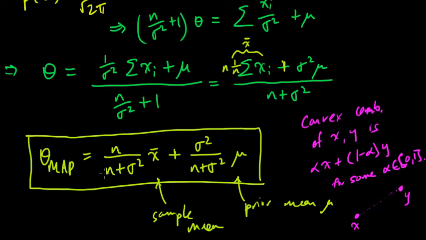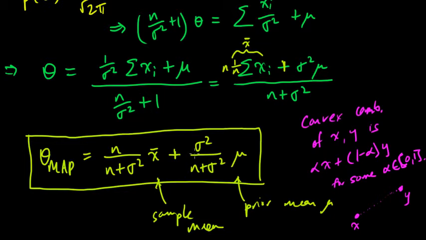So the nice thing about writing the MAP in this way is that you can think of the MAP as being sort of like the sample mean. It's a special case of the sample mean. I guess it's not strictly speaking a special case, because if sigma squared were 0, then this would be 0, and this would be n over n, which is 1, and you would get the sample mean. But technically speaking, we should have a strictly positive variance.